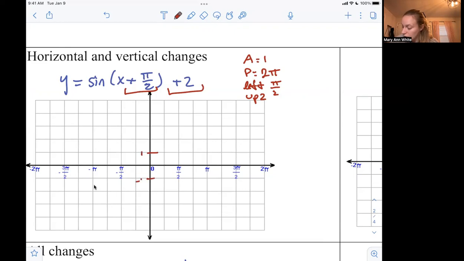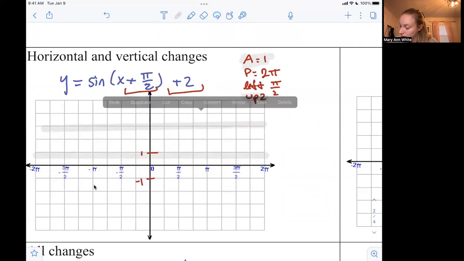Okay. Normally, my amplitude is 1. So normally I would be at +1, -1, right? However, we're also moving up 2. So that means these 2 points have to go up 2 units. So instead of being at -1, I'm going to go up 1, up 2 to be at +1. And instead of being at +1, I'm going to go up 1, up 2 to be up at +3. So I moved everything up 2 units. And I actually don't need that anymore.